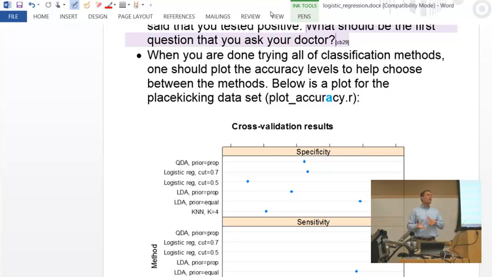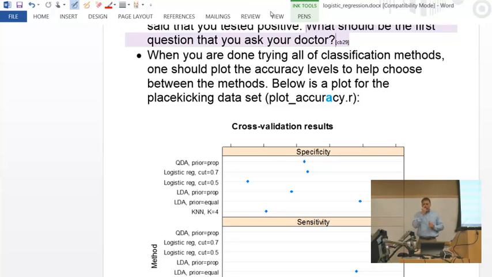The advantage of using logistic regression, though, is that you can change the cutoff probability. And so if you were really wanting to have a very sensitive test, you could change that cutoff probability to make it a very sensitive test. With nearest neighbor classification, discriminant analysis, you don't have as much flexibility. Does that answer your question?